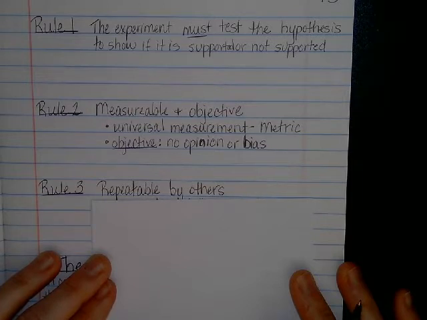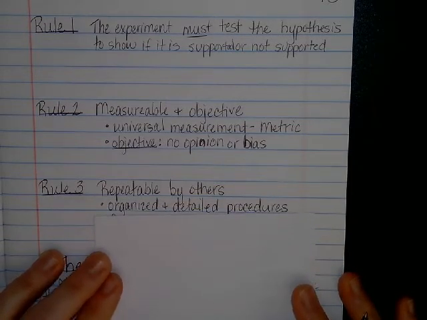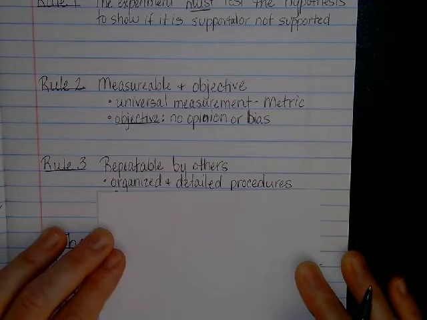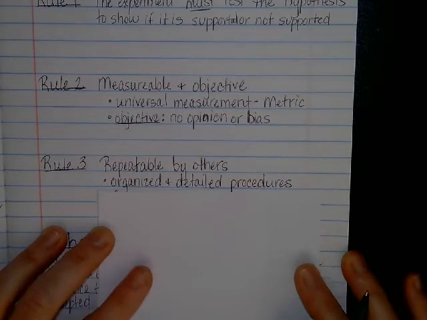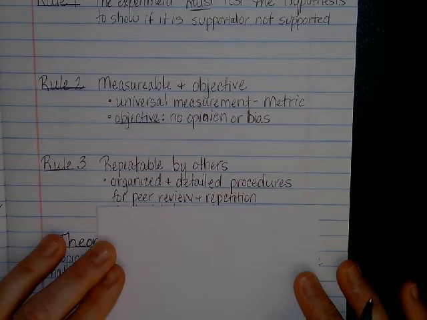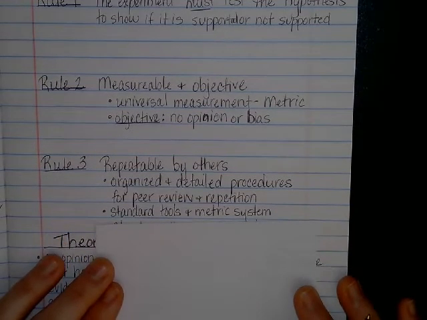is that the test should be repeatable by other people. Other people should be able to see an organized and detailed set of procedures. So you really have to go step by step in order to write those details down. Don't assume that people know. This will allow peer review and repetition, right? So you have to be organized in your procedures.